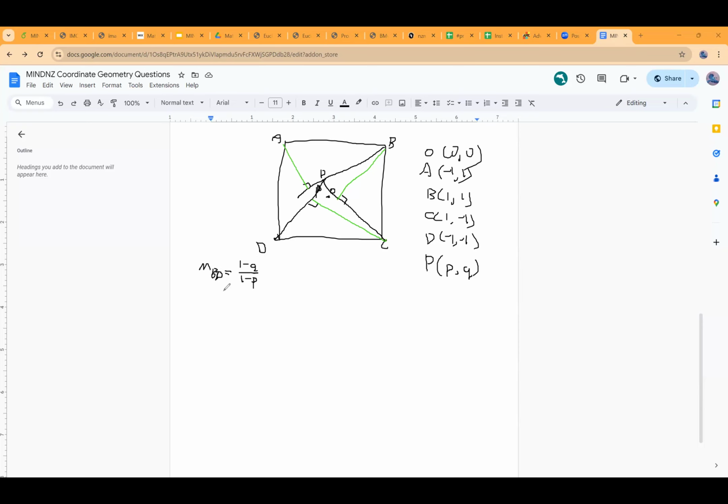1 minus Q over 1 minus P. So therefore, the gradient of AP, which is perpendicular, not AP, I'll call this point X, I'll call this point Y, and I'll call this point Z. These are the intersections of the lines, right? So the gradient of the line AX is -1 over the gradient of BP, which is just, you flip over the fraction and multiply by -1, right?